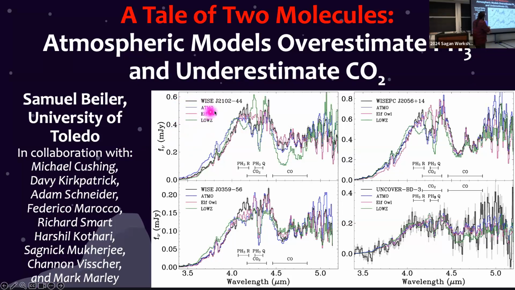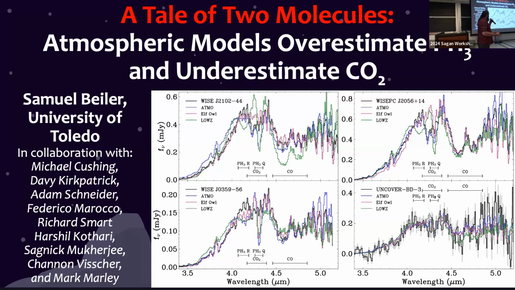So we have three different models here, ATMO 2020, Alpha Low Z. And if you look at them all, most of them have this strong phosphine feature here that we're just not seeing in the data that's in black. And if you look at the data, you see we have the CO2 feature that just isn't in our models.